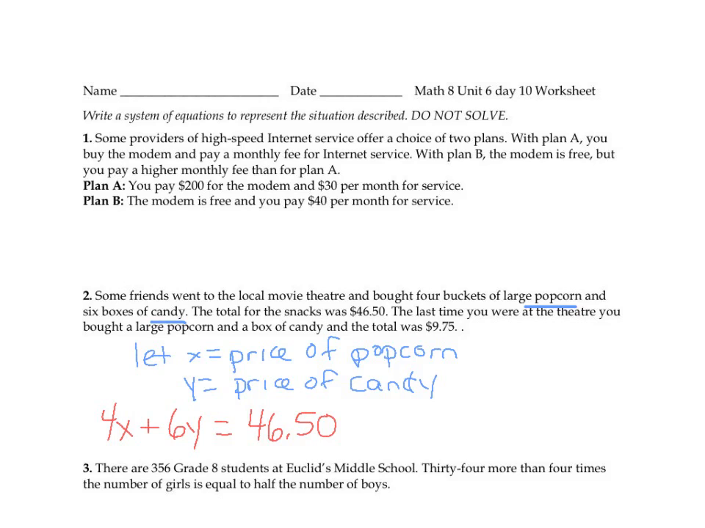Now we have to write the second. We know the last time we went to the movies, we bought a large popcorn and a box of candy, and the total was $9.75. Because it says this, we can write a second linear equation about this. So we bought a large popcorn, so 1x, because x is popcorn, plus a box of candy, 1y, equals that total, $9.75. So now we have our 2 equations, and we have our linear system written for number 2.